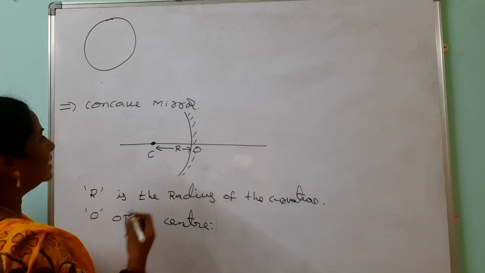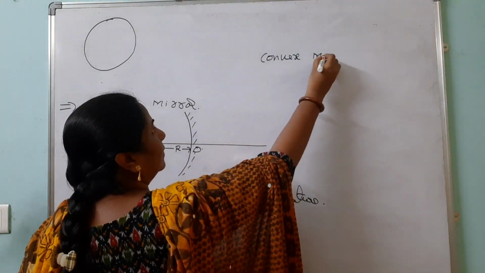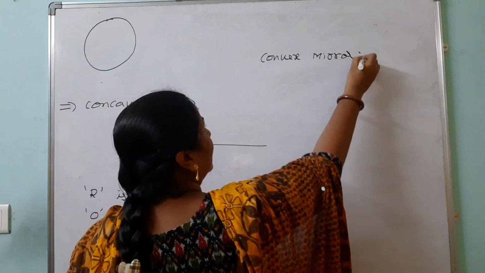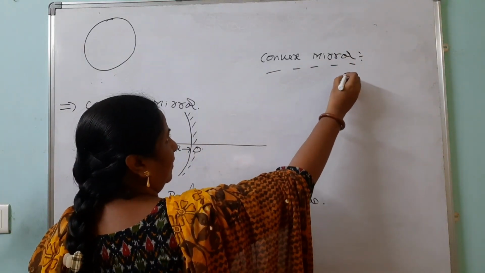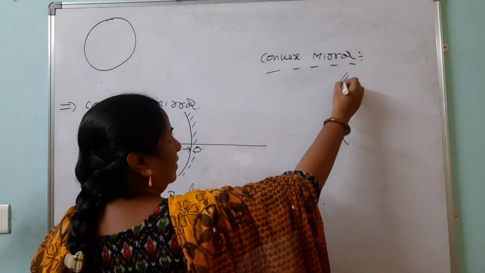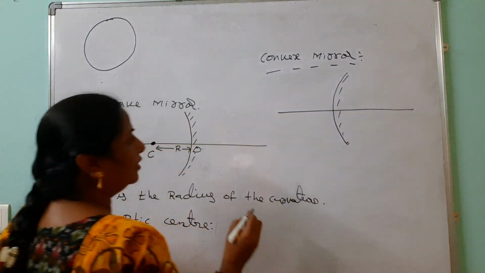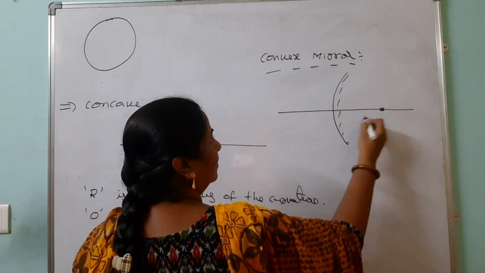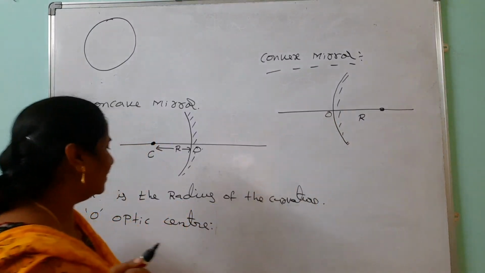One more is the convex mirror. If the reflection takes place on the outer surface like this, this is the convex mirror. As usual, this is the center of curvature, the distance is R, and this is the optic center, O, like that we are taking.